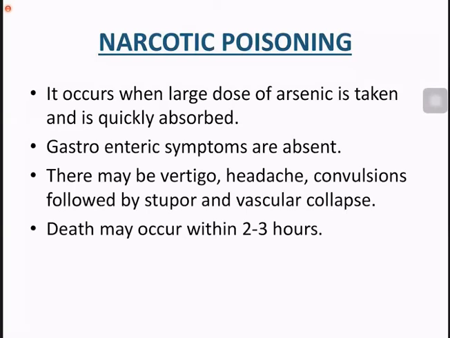And if it's the narcotic action that's going on, death can occur as rapidly as within 2 to 3 hours, because this is very significant. The convulsions are very severe. They cannot be stopped, which causes permanent brain damage that can ultimately lead to death. Right?